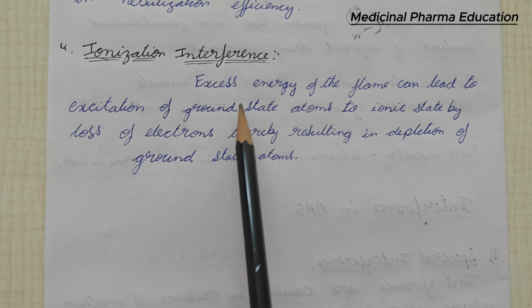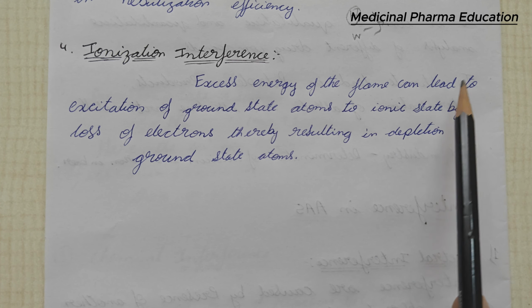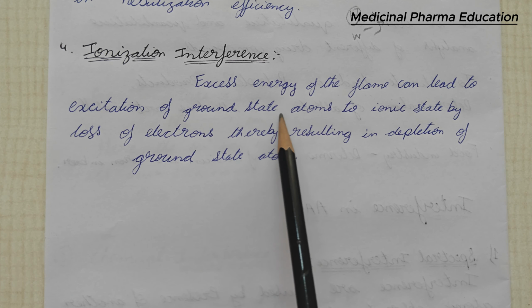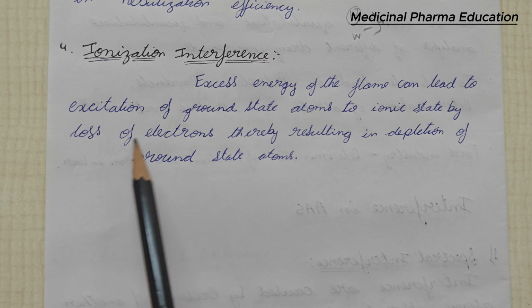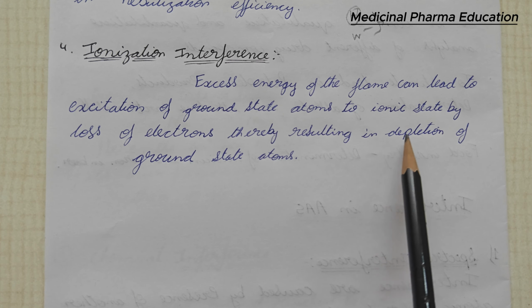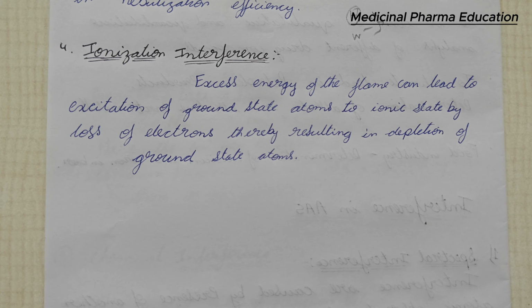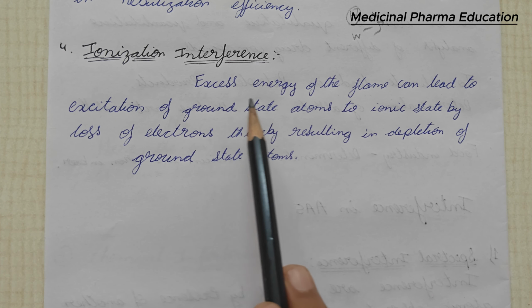Ionization interference. Excess energy of the flame can lead to excitation of ground state atoms to an ionic state by loss of electrons, thereby resulting in depletion of ground state atoms. See what happens here: the flame excites the atoms even more than required. Then there will be no ground state atoms to absorb the radiation from the hollow cathode lamp. This is the depletion of ground state atoms, due to the excess energy of the flame.